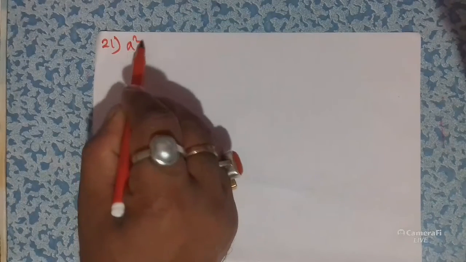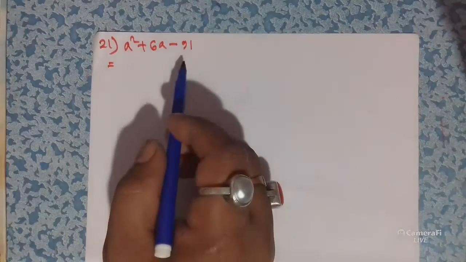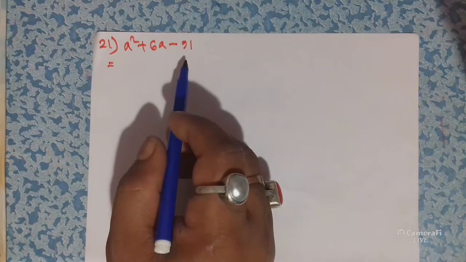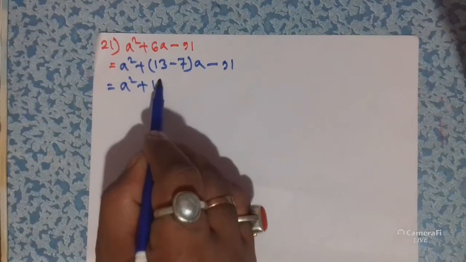Problem 21. a square plus 6a minus 91. So here we can choose two numbers, that is 13 into 7. So 13 into 7 is 91. So here a square plus 13 minus 7 into a, and 13 minus 7 is 6. 13 into 7 is 91 and 13 minus 7 is 6. So minus 91. Now remove this bracket, a square plus 13a minus 7a minus 91.